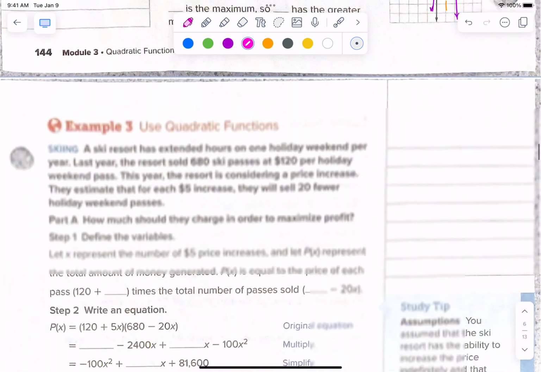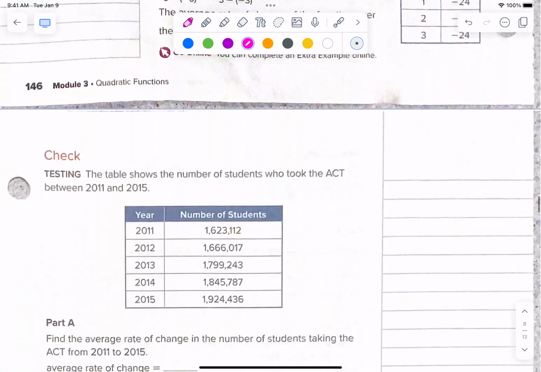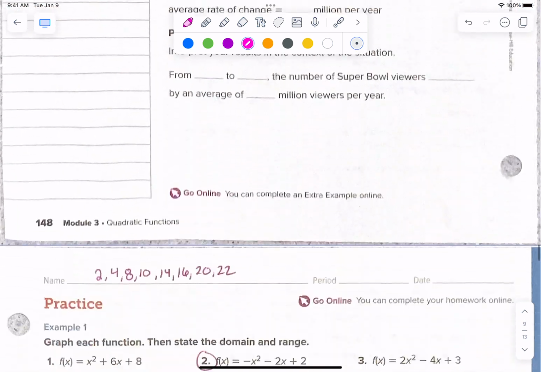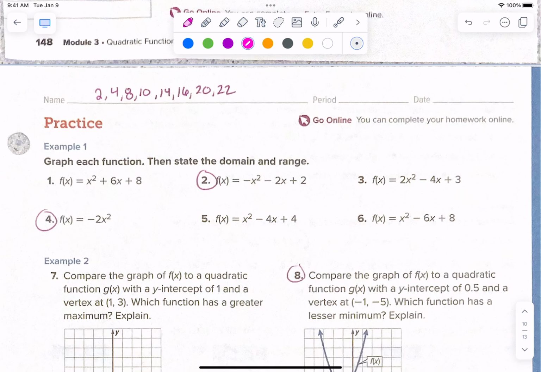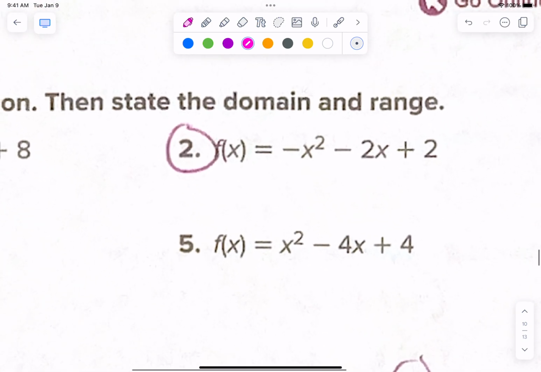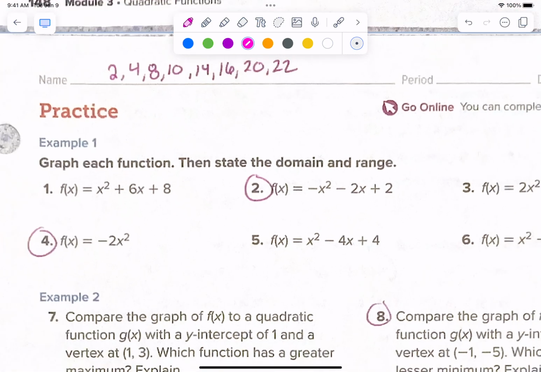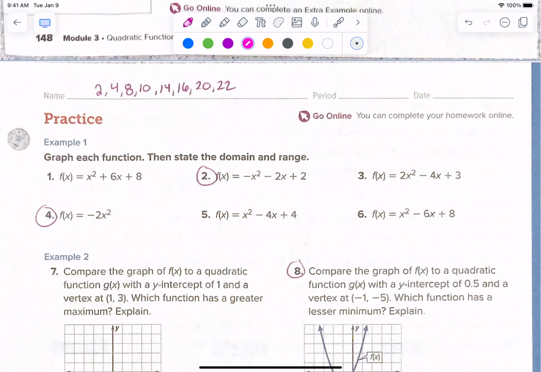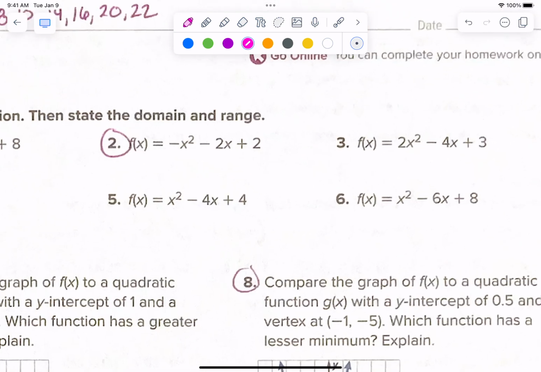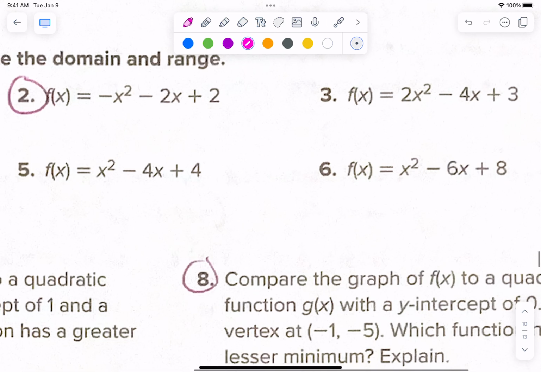Okay, here's what I want you to do really fast. Let's do a homework problem together, shall we? Yep, we're going to do a homework problem together. I'm going to do number 6 with you, and then I want you to do number 2.